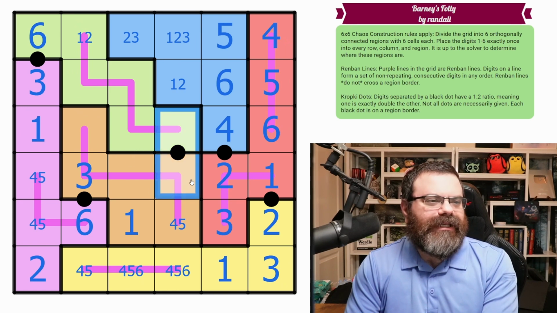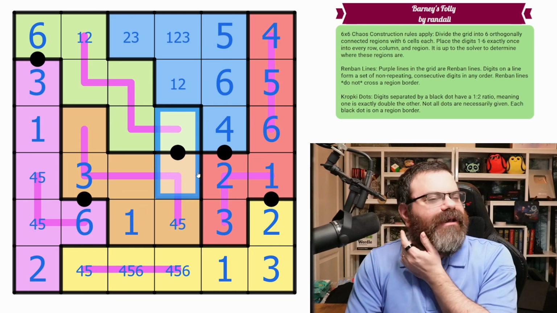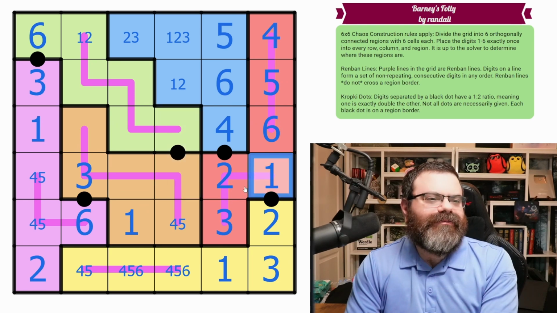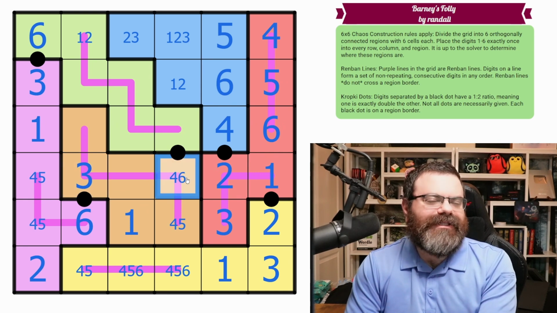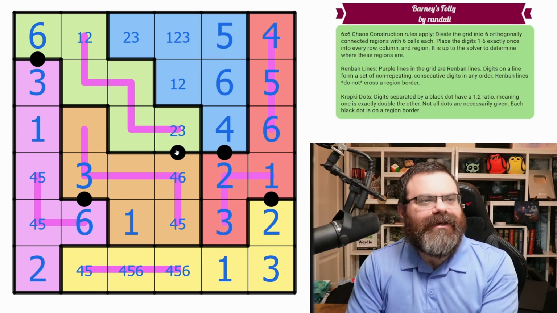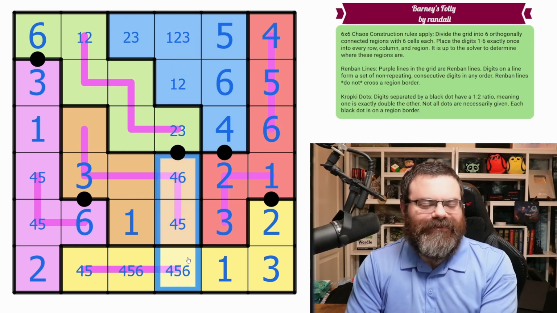What am I seeing? Is this limited? Okay, so this can't be 1, 2. For a couple of reasons. I guess the easiest is that this can't be 1 or 2 or 3. So this is 4 or 6. It can't be a 5 because it's on a black dot. 4 would have to go with 2. 6 would have to go with 3. Okay. That's a 1, 2, 3 triple. This is a 4, 5, 6 triple. Wonderful.